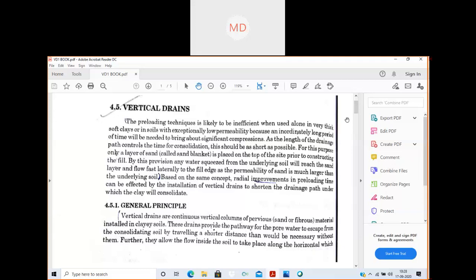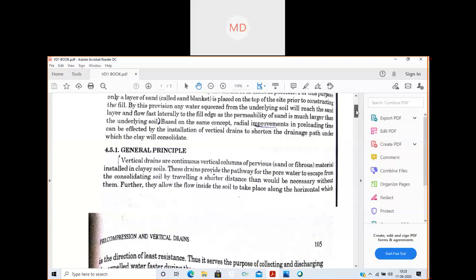Okay, so generally the sand blanket is laid on the topmost part of the soil so that after the water is brought above with the help of vertical drain, it is easily squeezed out with the help of the sand blanket. Okay, sand blanket is nothing but a thin layer of sand laid over the top layer of the soil. Now let us see the general principle.